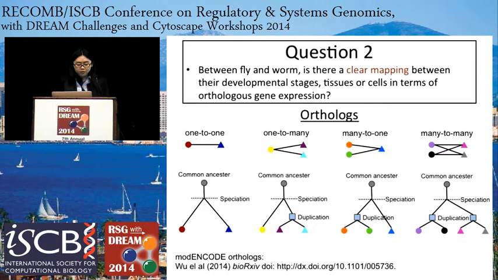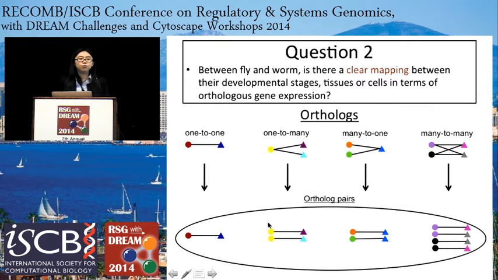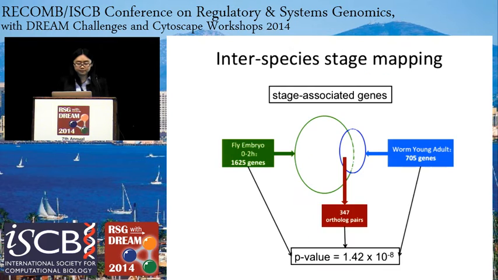So in our paper, we use the modENCODE orthologs. And because the orthologs have different kinds of pairs, we have 1-to-1, 1-to-many, many-to-1, and many-to-many. So to make our task simpler, we just decompose them as ortholog pairs, 1-to-1 pairs. And we use that as the link between the 2 species.